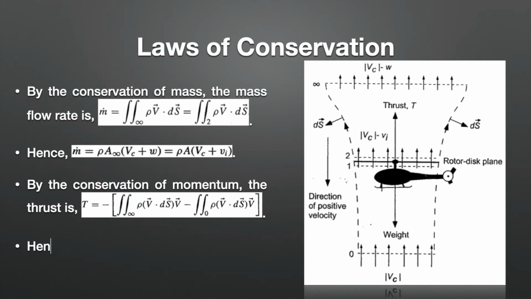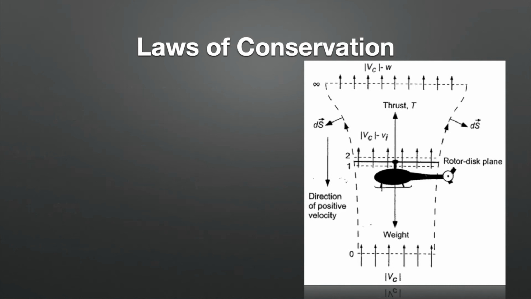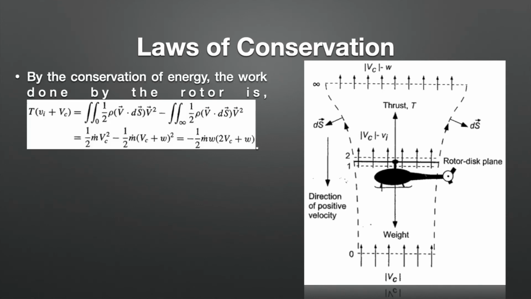Therefore, we get the equation T is equal to minus m dot into Vc minus omega, minus m dot Vc. That gives you minus m dot omega. We have already considered that T is non-negative because m dot is negative by means of assuming sign convention. Thus, by the conservation of energy, the work done here is T into Vi plus Vc.